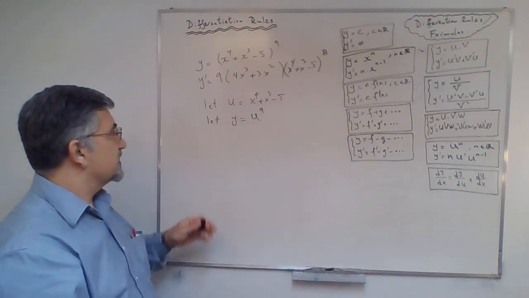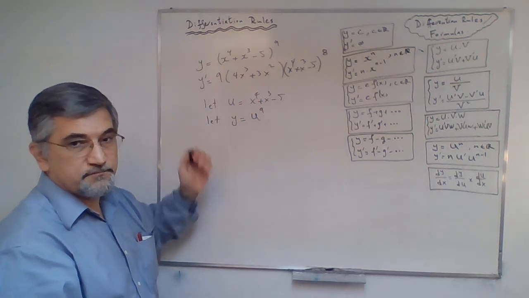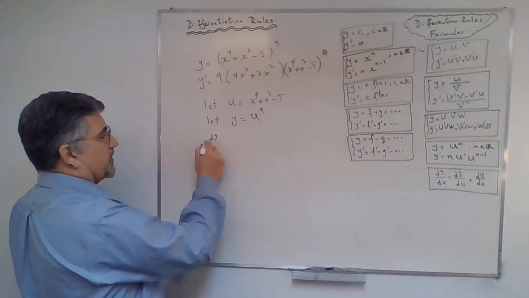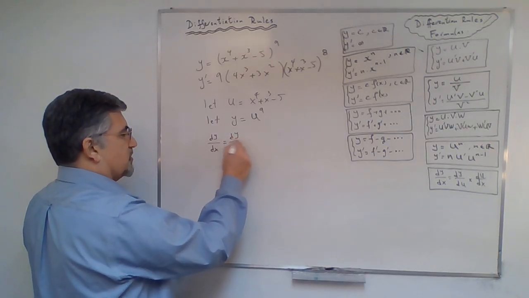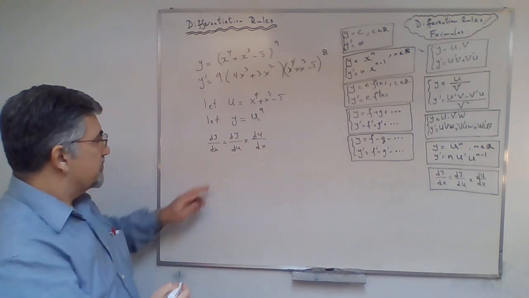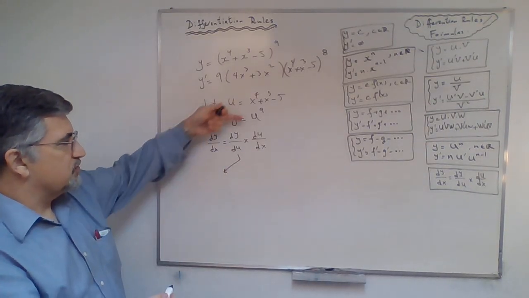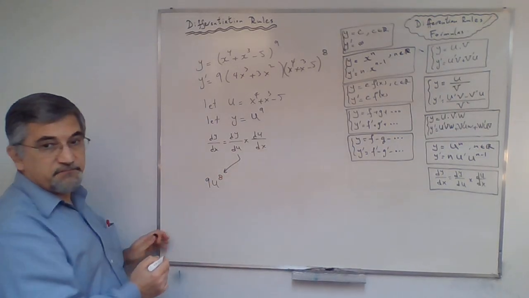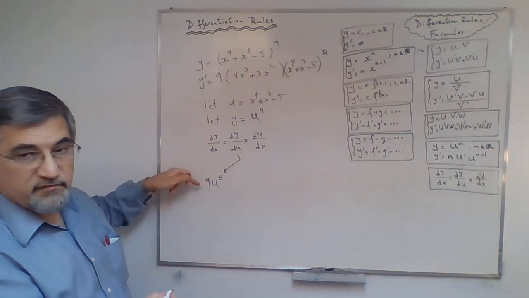So I'm expressing u in terms of x, expressing y in terms of u. And now I'm trying to find dy over dx, which according to the chain rule, is dy over du times du over dx. But what is dy over du? Well, that's the derivative of y with respect to u, which easily you can say is 9u to the exponent of 8. Derivative of y with respect to u is 9 times u to the exponent of 8.